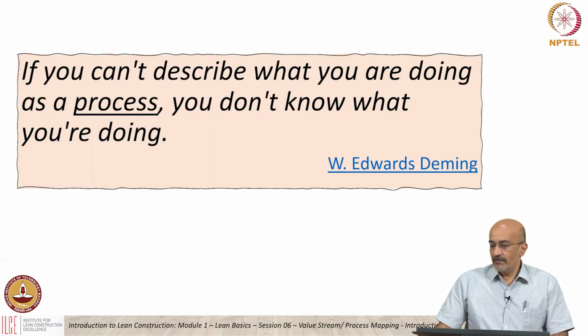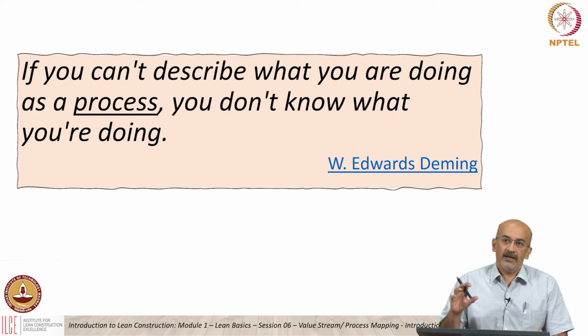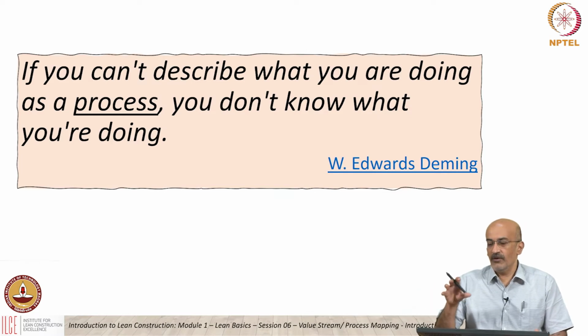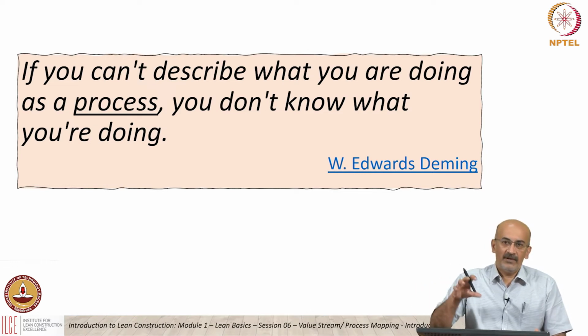This is a quote by one of the stalwarts in this area called Deming. As you can read, what he says is if you can't describe what you're doing as a process, you don't know what you're doing. So basically what Deming says is every kind of operation we do or sets of operations, we should try to make it a process. And only when we see it as a process can we bring about improvements in it. And as we know, this is one of the basics of lean, that we are looking at making the things we do a process, and then bringing in efficiencies into the process.